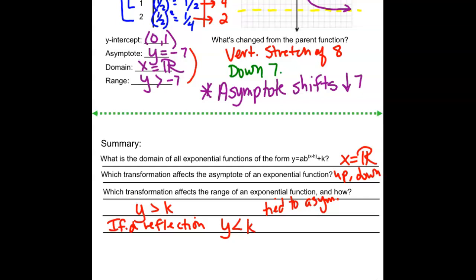Okay? All right, so you guys are going to be working on worksheet 7.1b, practicing these transformations of our exponential function.